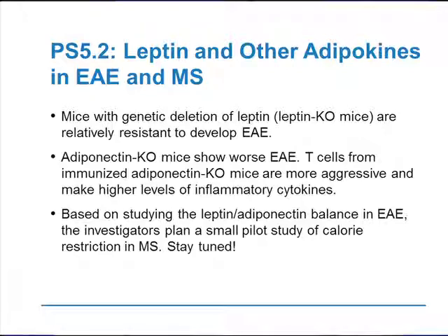Adiponectin knockout mice show the opposite phase. These mice get worse EAE, and it turns out that T cells from adiponectin knockout mice can be injected into regular mice and act very aggressively. They cause severe EAE and make very high levels of inflammatory cytokines.